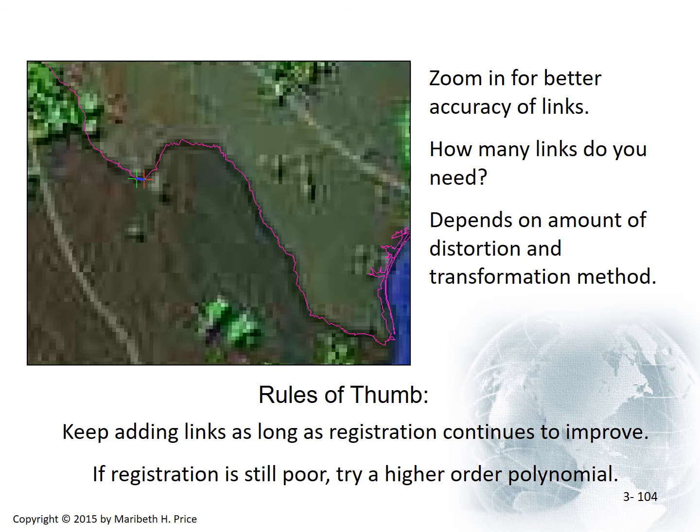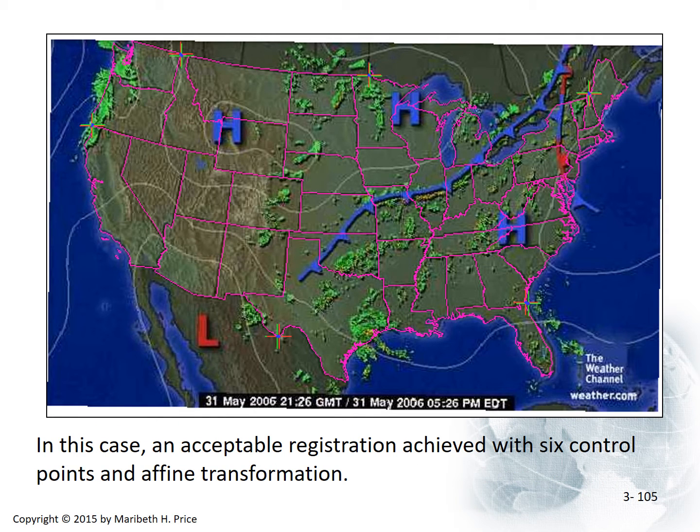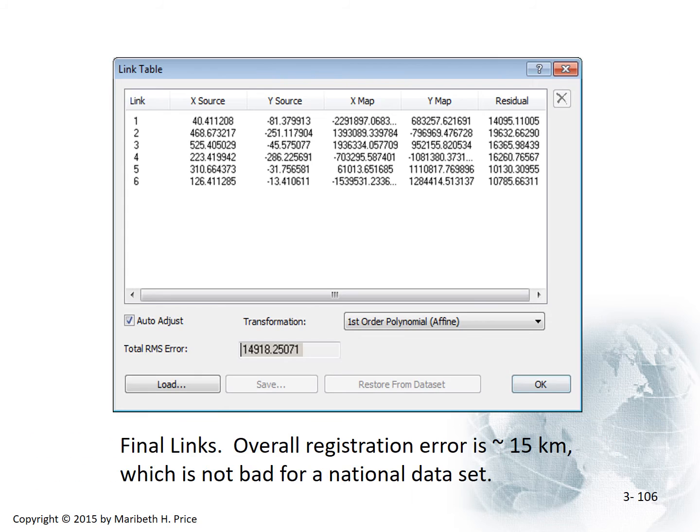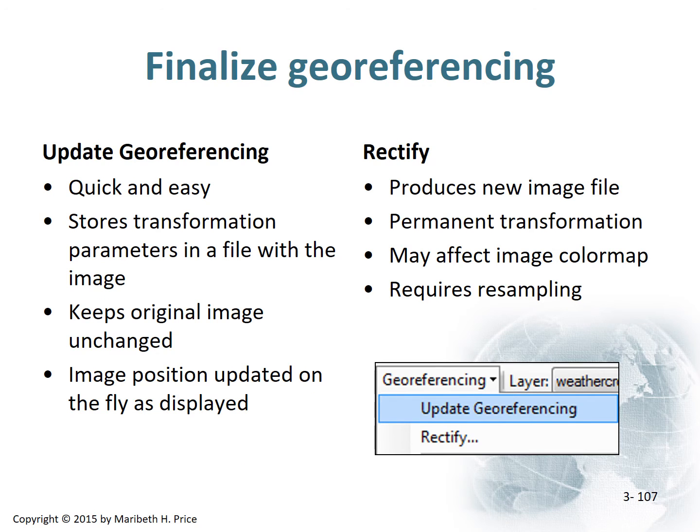When you're doing this, zoom in and add as many points as you need. Once you get something that looks pretty close, then you can examine the overall registration, and then you can confirm and do one or two things. Finalize the geo-referencing, which basically just updates it. It stores the transformation parameters in a file with the image so that when you view it, everything works. It keeps the original image, and it just positions it on the fly as it's displayed.